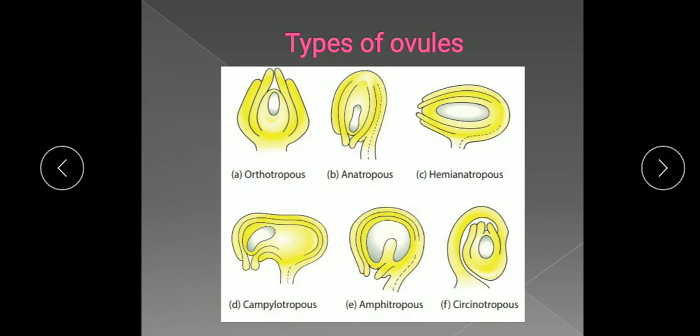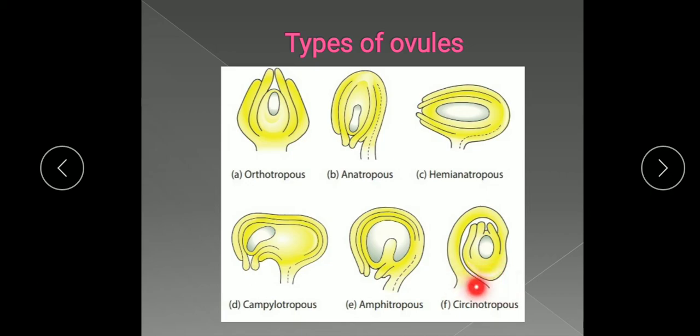Next, amphitropous. Amphitropous means there is also a curved body, like that of anatropous, and the embryo sac also bends. In anatropous, the embryo sac inside is straight, but here bending of the embryo sac also takes place. So the embryo sac bends and becomes horseshoe shaped, found in Alisma. So this is amphitropous.